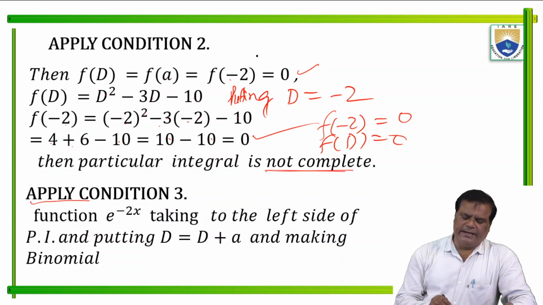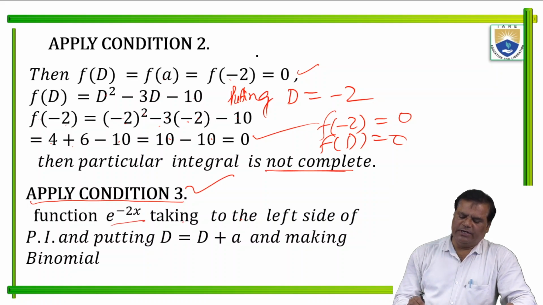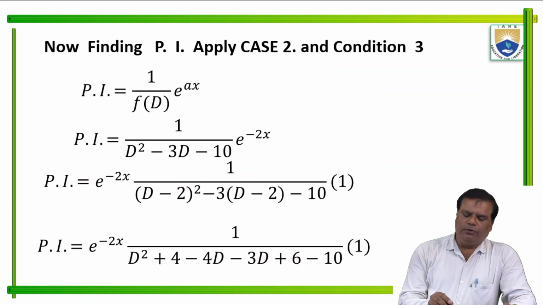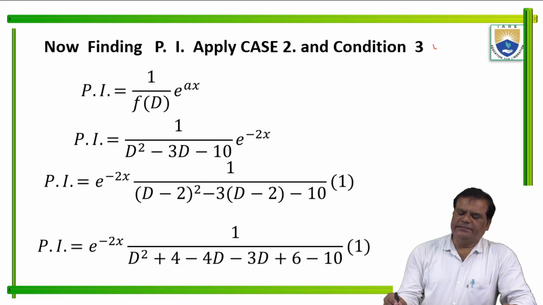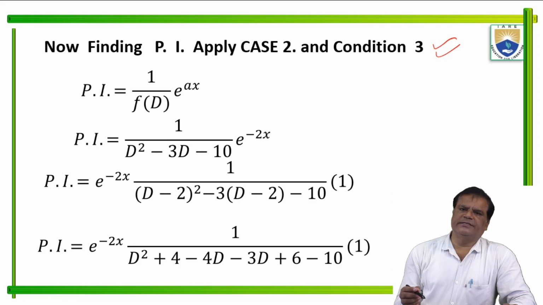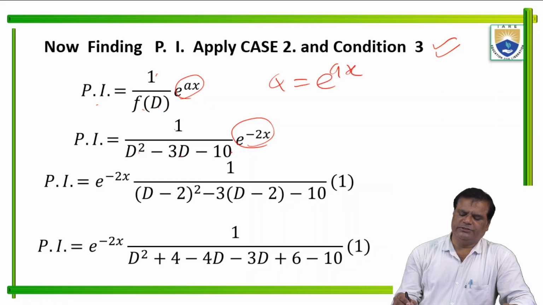What we have to do is apply condition 3 again. Function e to the power minus 2x, taking to the left side of P.I. and putting D equal to D minus a, making binomial. So now finding P.I., apply case 2 and condition 3. P.I. equal to 1 upon f(D) e to the power ax. P.I. equal to 1 upon D square minus 3D minus 10 e to the power minus 2x. This is the value of Q. Q is e to the power ax, this equal to e to the power minus 2x.